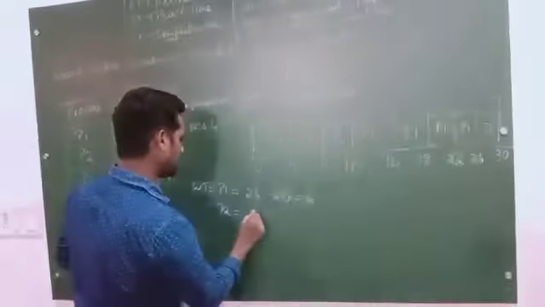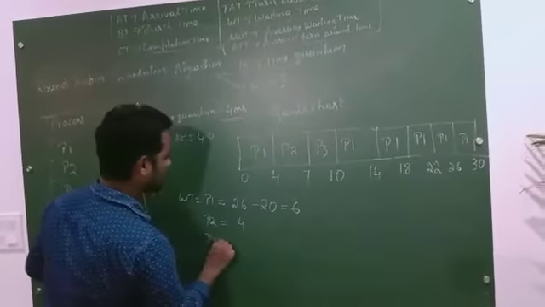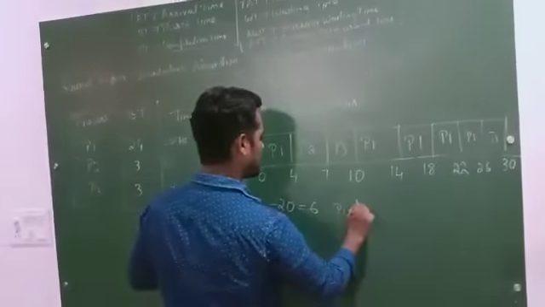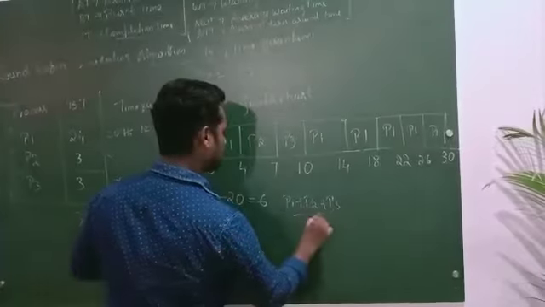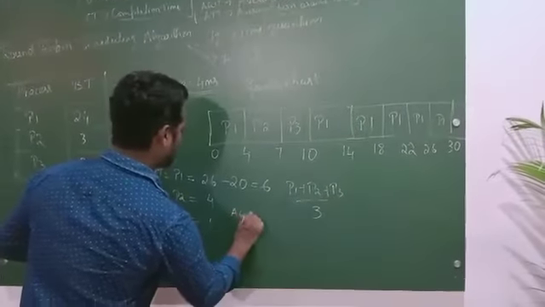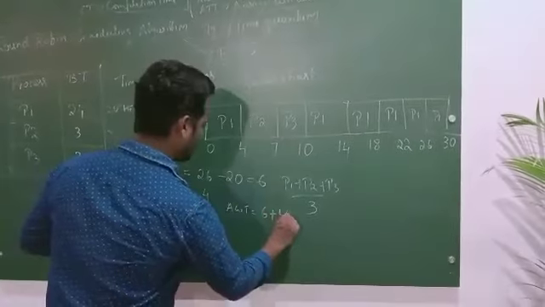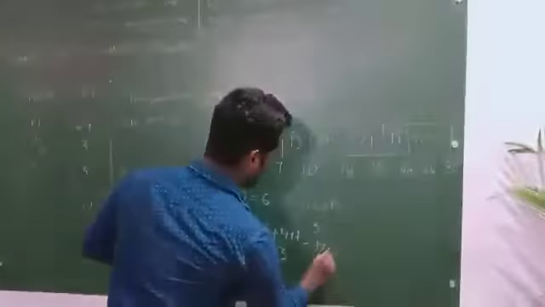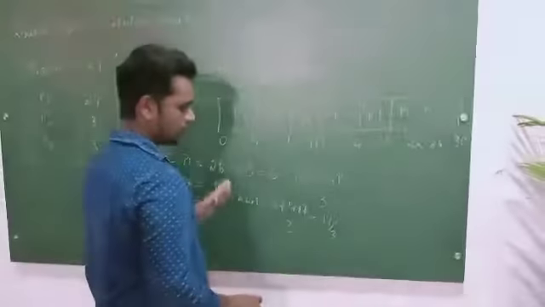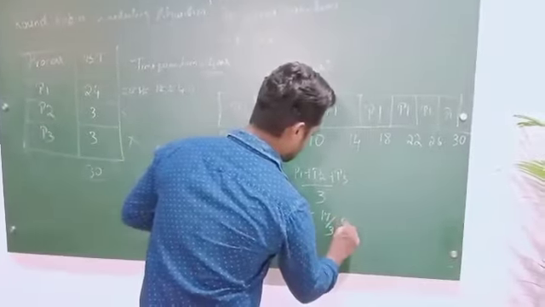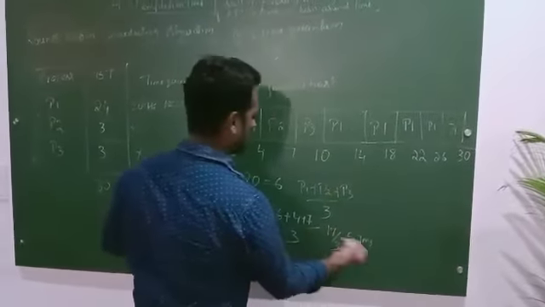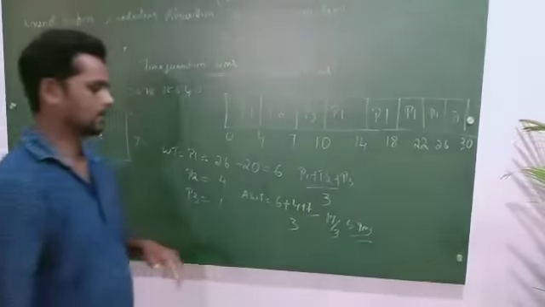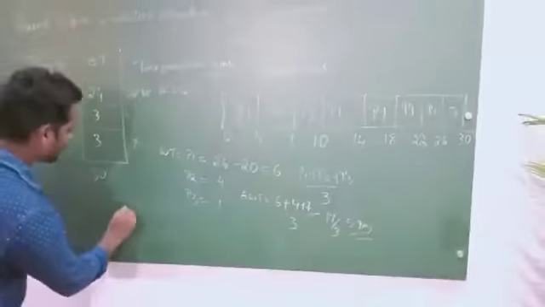So P2, only one process there. After 4 seconds, P2 has got the chance for execution. So 4. P3, after 7 seconds it got. That's it. This is your waiting time. So P1 plus P2 plus P3 divided by 3. So average waiting time will be 6 plus 4 plus 7 divided by 3. So that is 17 by 3. Hope you are clear with this. That is 5.7 milliseconds. Now average turnaround time.